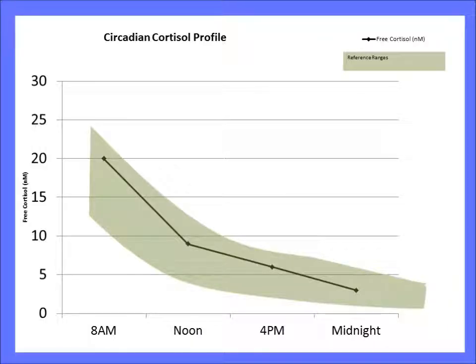Pictured in this slide are the results on the adrenal stress index. This is a saliva test which measures cortisol throughout your day. As you can see in the above graph, cortisol is highest at 8 a.m., then it gradually drops down throughout the day until it is at its lowest at midnight. This is a very healthy cortisol rhythm.